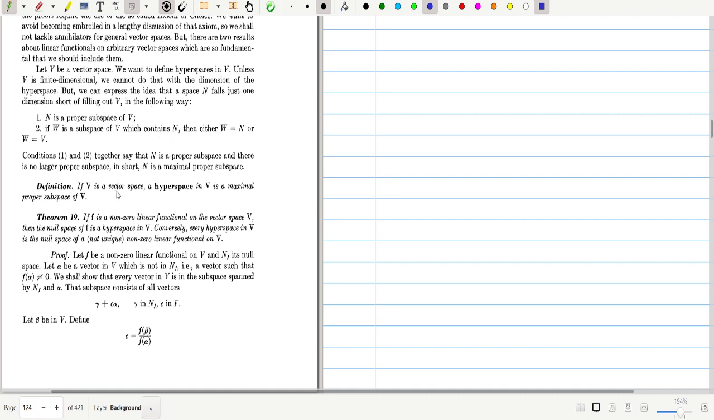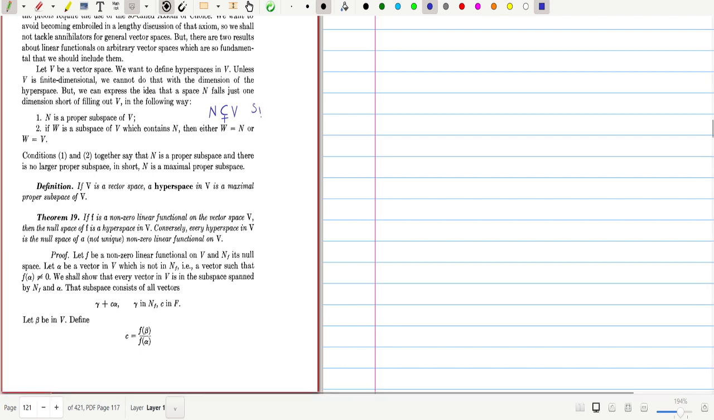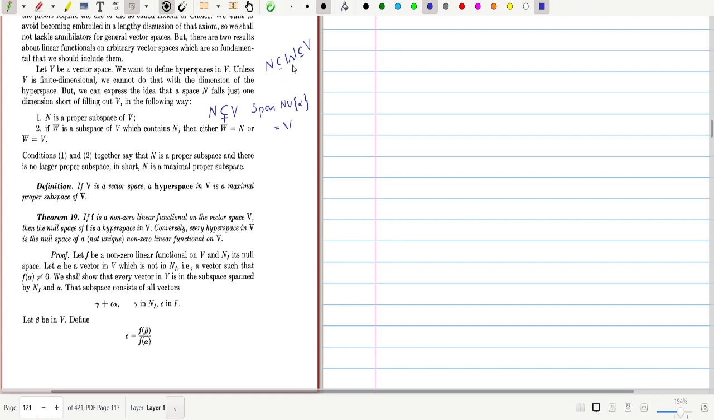First, we define maximal subspace. If N is a subspace of V, a proper subspace of V, and suppose we have an element alpha such that the span of N union the singleton set alpha is equal to V. That means if W is a subspace of V which contains N, then either W equals N or W equals V. This can be written as: suppose there exists a subspace W in between V and N, then W is the same as N, or W is the same as V.